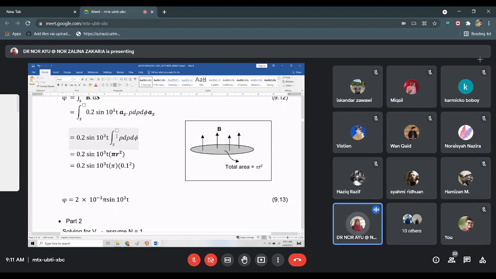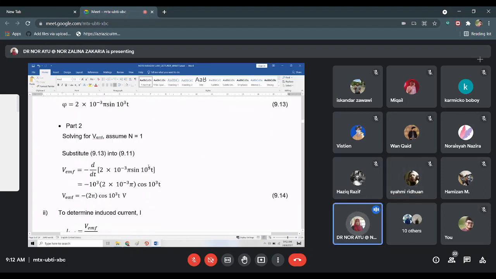I understand what you mean about this integration, rho d rho. So we put the limit 0 until 0.1, right? And for d phi, the limit is 0 until 2 pi, so we get 2 pi for d phi. When we cancel out and everything, we should get pi times 0.1 squared also. The same. Okay? Yes, okay.